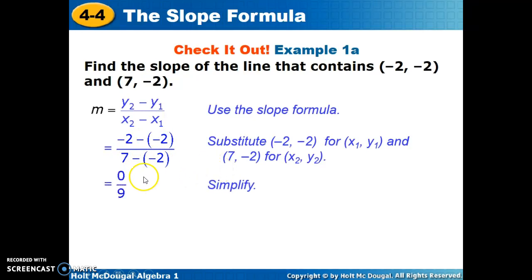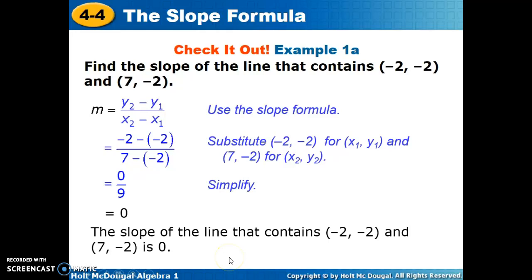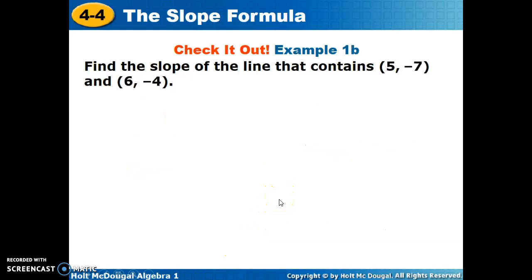Negative 2 plus 2 is the same as 0 over 9. And we remember that a slope of 0 indicates a horizontal flat line. The slope of this line is 0. Let's try check it out 1B. Find the slope of this line.